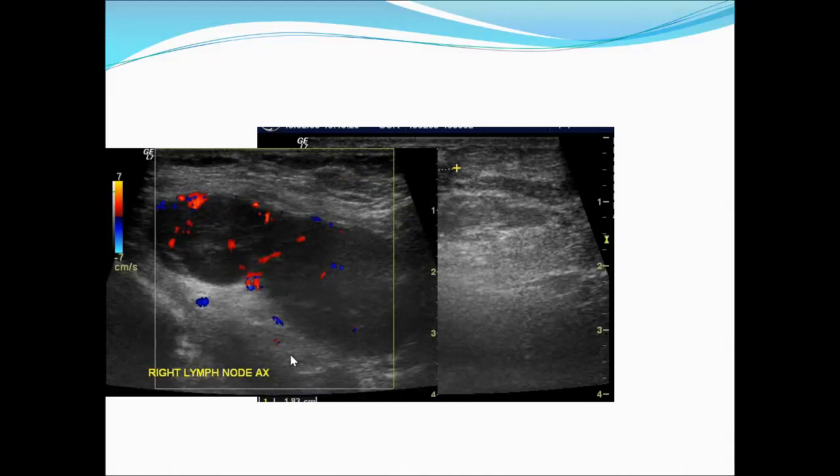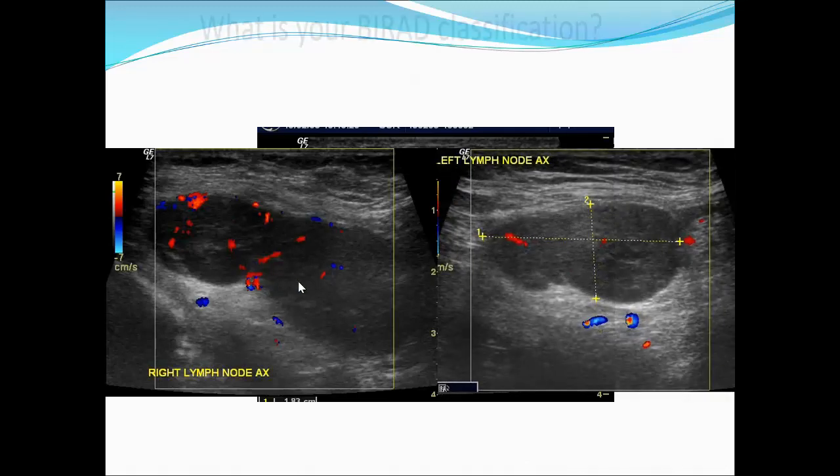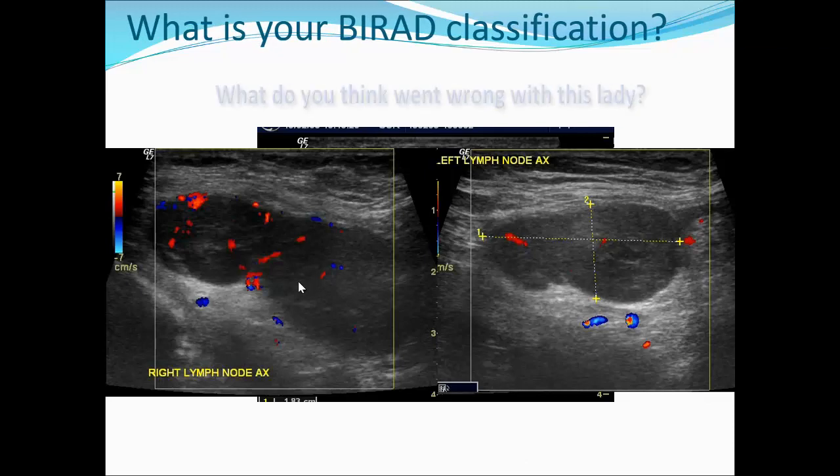This is a very large axillary node with marked vascularity. Note in the malignant node you find the vascularity is coming from the cortex and not from the hilum because it is infiltrated. So it is 5, of course.